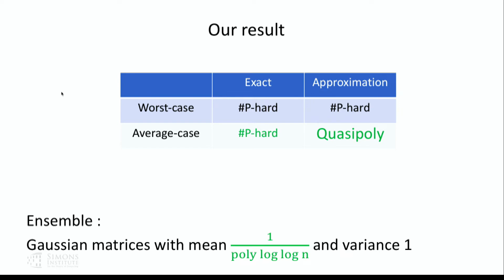First, we show that this box still remains sharply hard. And if you have the ensemble of Gaussian matrices with mean 1 over poly log log n, doubly log in the size of the matrix, then you get a quasi-polynomial time approximation algorithm. And if you further increase the mean value to 1 over poly log n, then you will get a sub-exponential time algorithm.